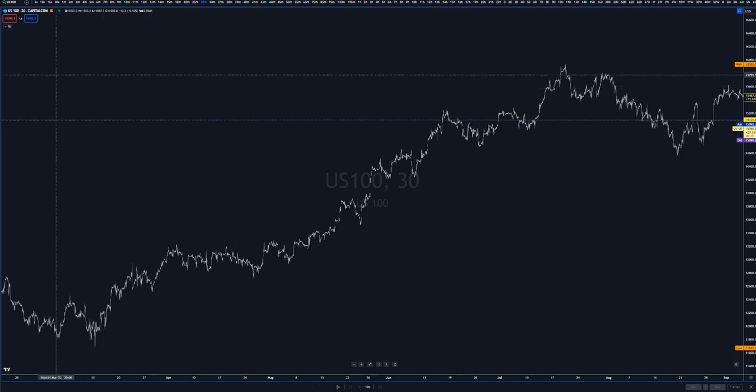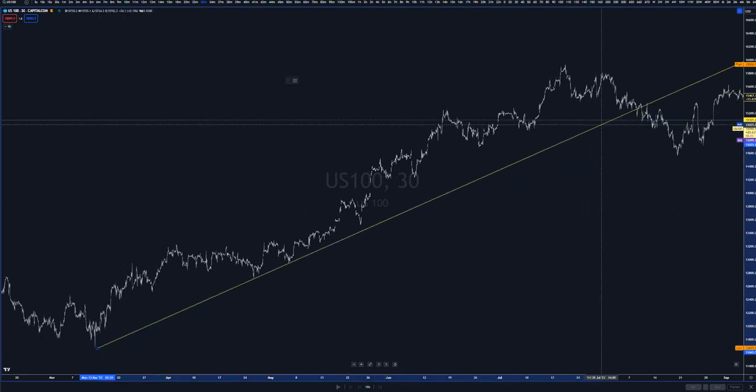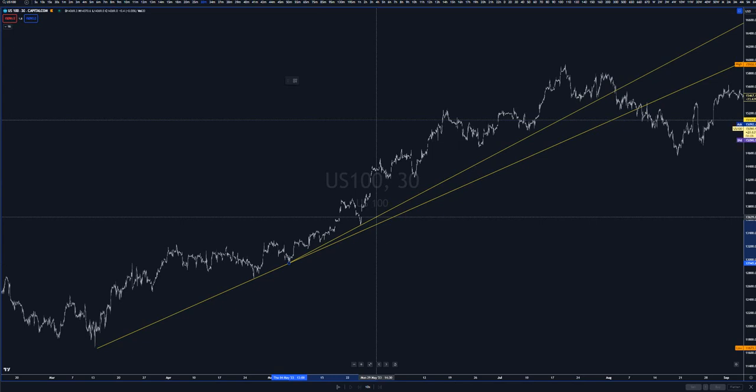If we now connect some points, we take the lowest low and we determine this trend line as a major trend trigger, and we use several others.